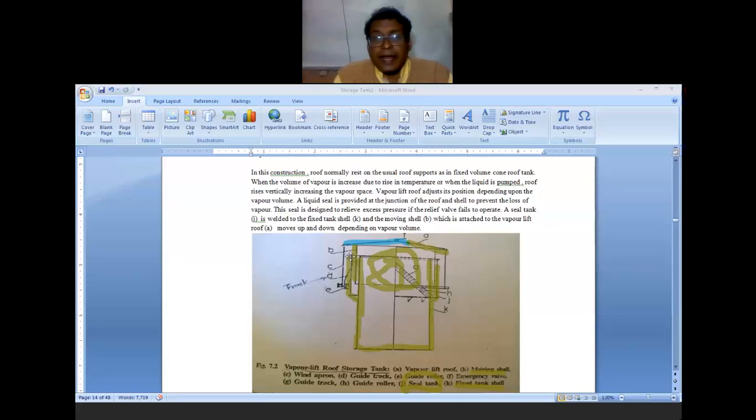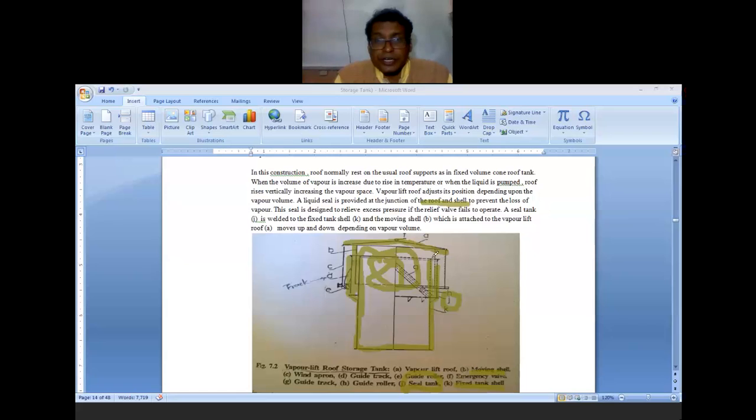So the liquid seal is provided at the junction of the roof and the shell. This is the liquid seal that will be provided at the junction of the roof and the fixed shell to prevent the losses of the vapor. So vapors will not be able to go out from here because the liquid seal will be available here. This seal is designed to relieve the excess pressure if the relief valve fails to operate. That also is possible.